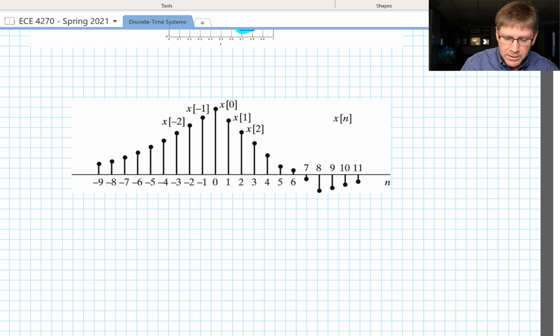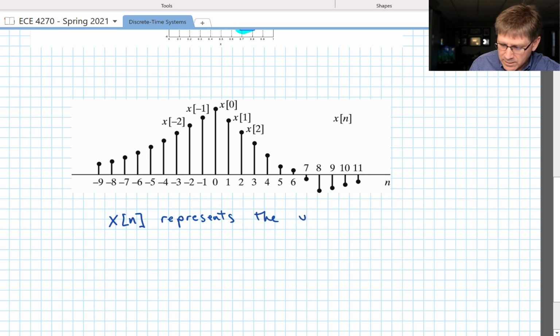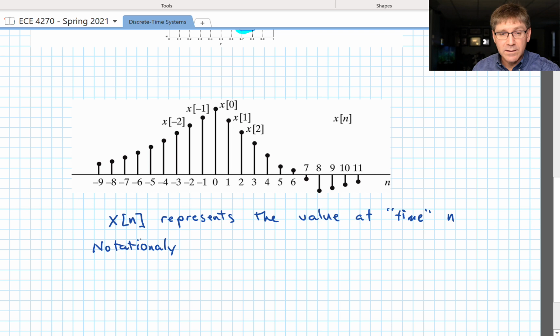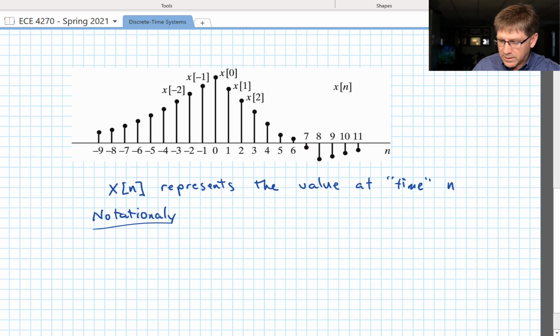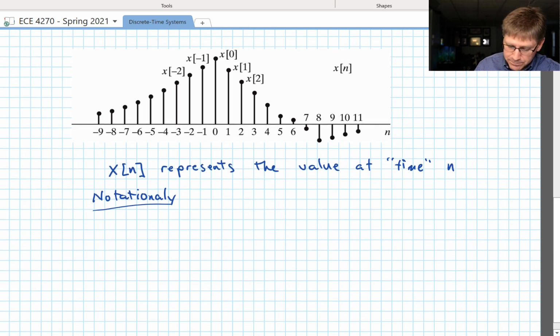So here's an example blown up of a signal that we might use. In this case, x of n represents the value of a signal at time n. I'll put time in quotes because, unless you sample 1 time per second, time n is not really a time.